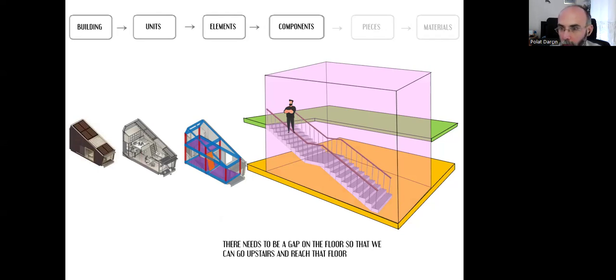And there's a name for that volume. We call it stairwell, merdiven kovası in Turkish. And this volume, the stairwell, will be occupied with the stairs itself. So some portion will be filled with the staircase, but there is still some portion that is empty.